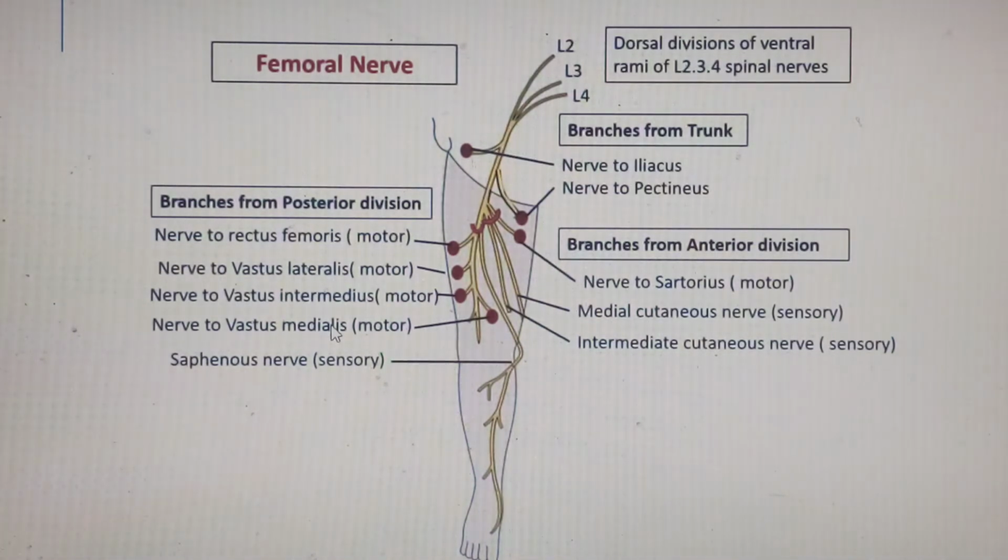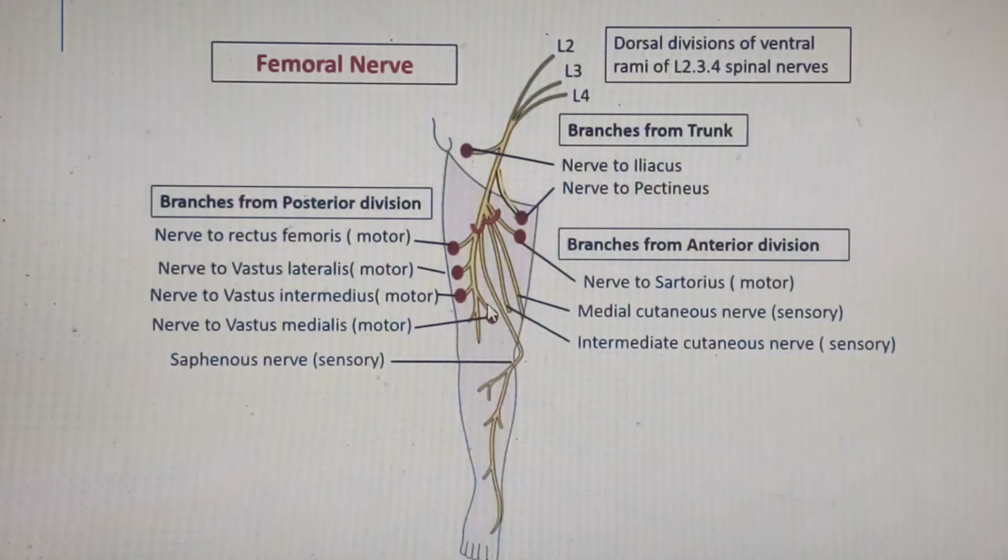And for vastus medialis, apart from giving motor supply to the vastus medialis muscle, it also gives a branch to supply the joint over there, that's the knee joint, because it is very close to the knee joint. The nerve to rectus femoris is very close to the hip joint. That's why it's giving the articular supply to the hip joint. So that is what we find.